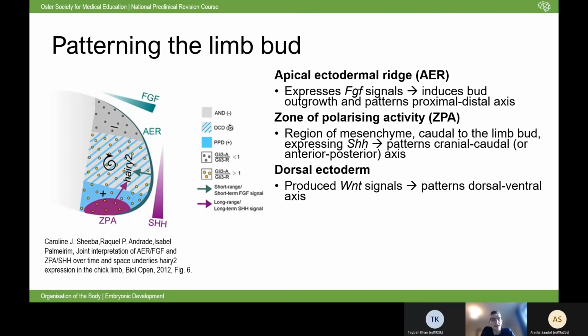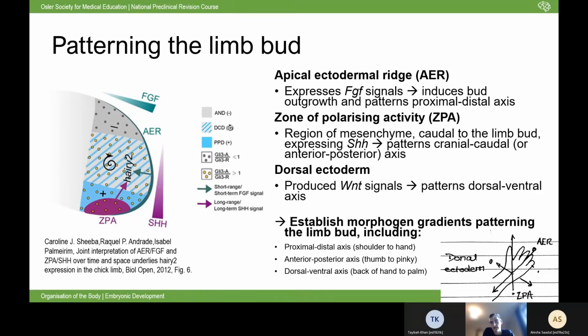And finally, patterning the dorsal ventral axis, which is kind of your palm to the back of your hand, is done by Wnt signals that are released by the dorsal ectoderm. And this is, again, my little diagram to help you think about those axes and to help you picture what that means in a fully formed person.